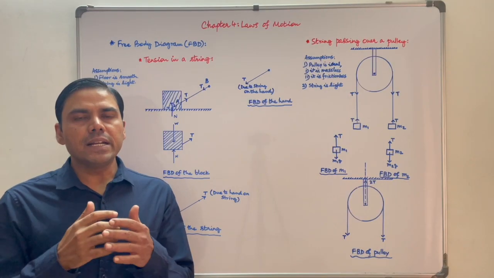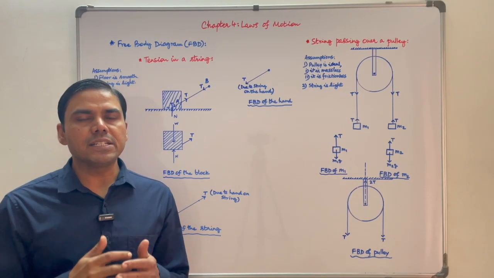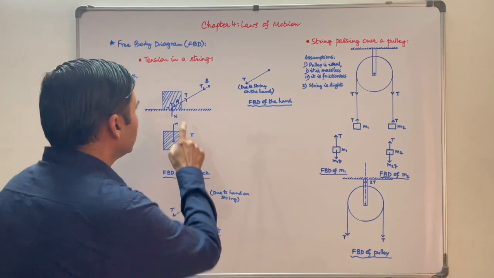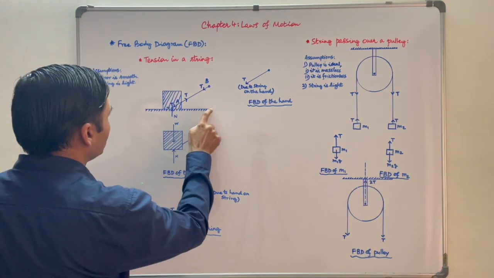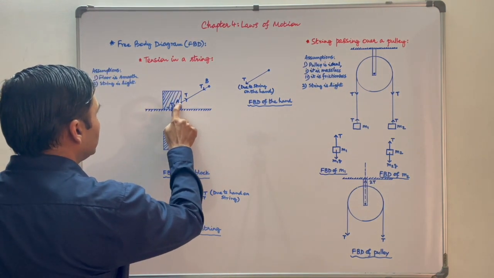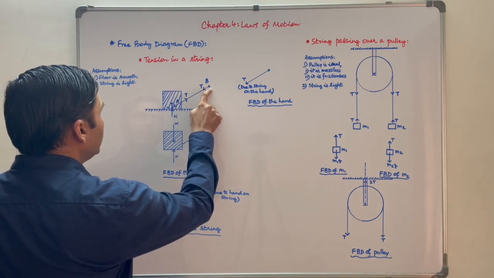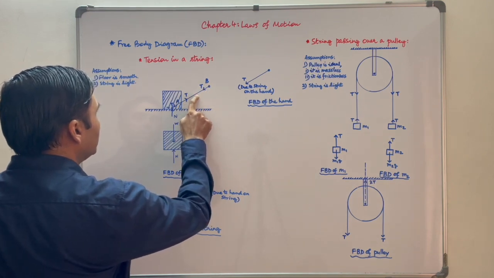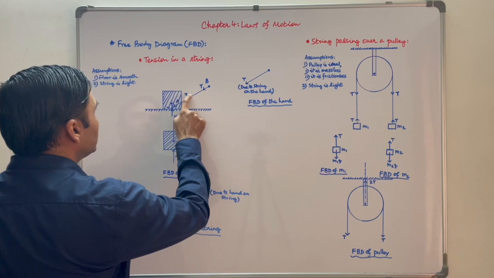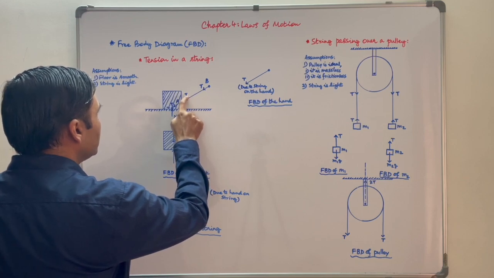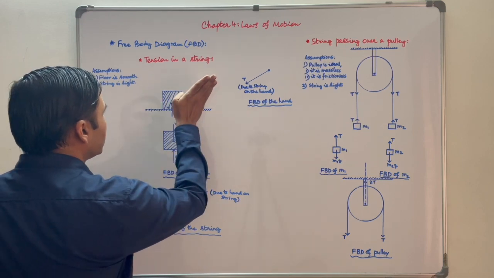Now let us see second type of contact force, that is tension in a string. Consider a block is kept on a smooth floor. It is connected with a light string. At point B, a man is pulling this string. When a string is taut, a tension force T is created in this string, which works along the string.